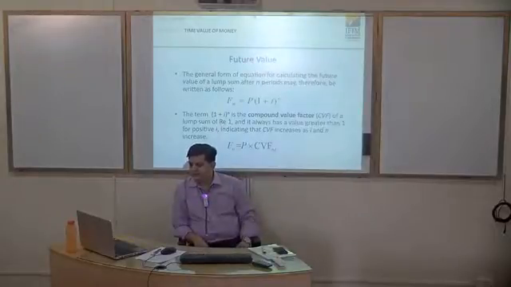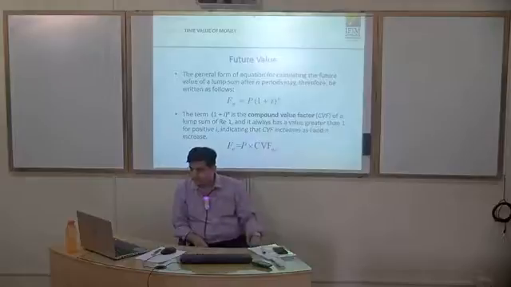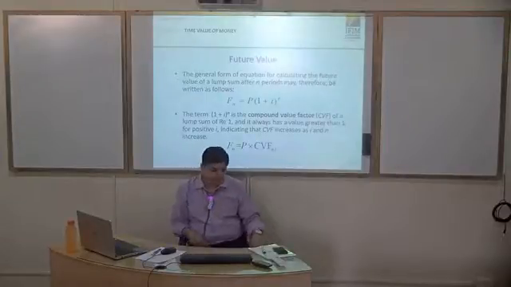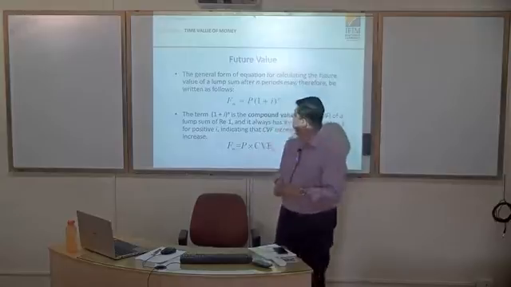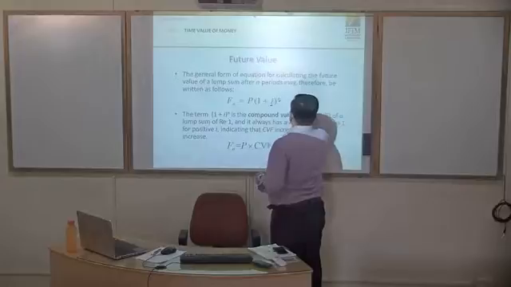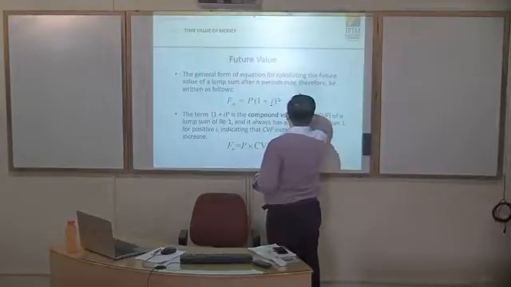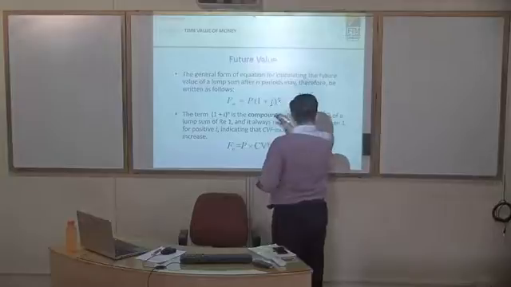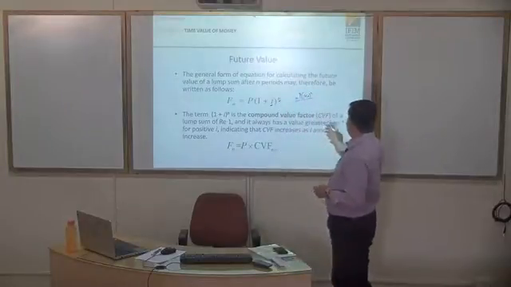Future value: the general form of equation for calculating the future value of a lump sum after n periods may therefore be written as follows. That is principal into (1 plus i) to the power of n. That means i is the interest rate, n is the number of years. So this is P times (1 plus i) to the power of n, and then we have the compound value factor.